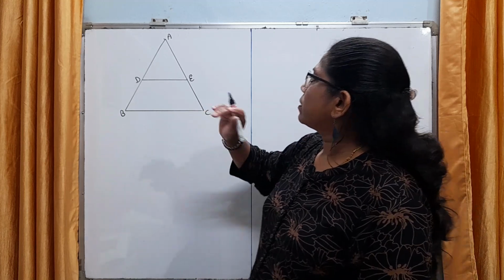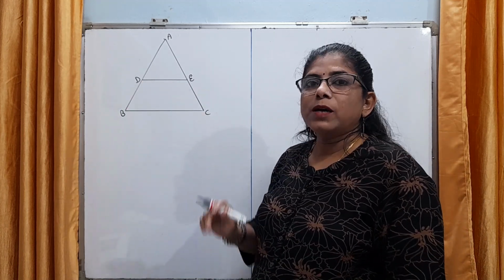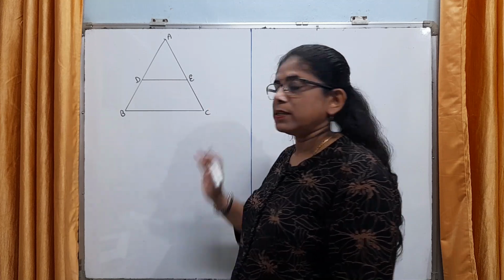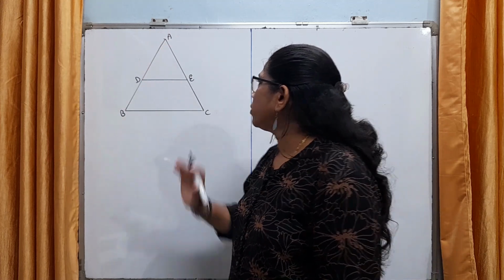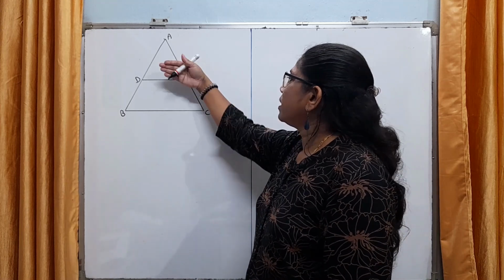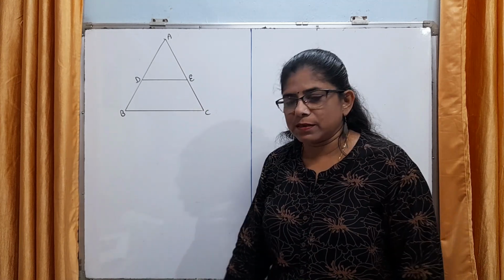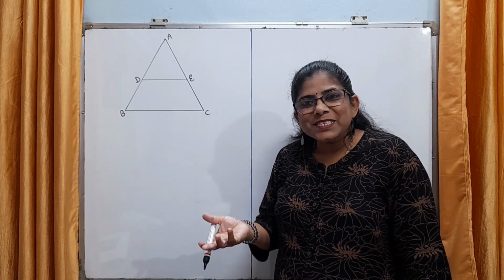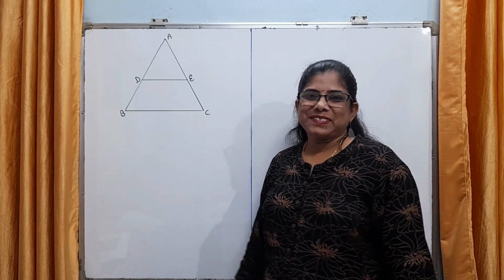What they say is that a line is drawn passing through midpoints of two sides of the triangle. Means D is midpoint of AB, E is midpoint of AC. And we have to prove that DE is parallel to BC. So let's start to solve this sum.